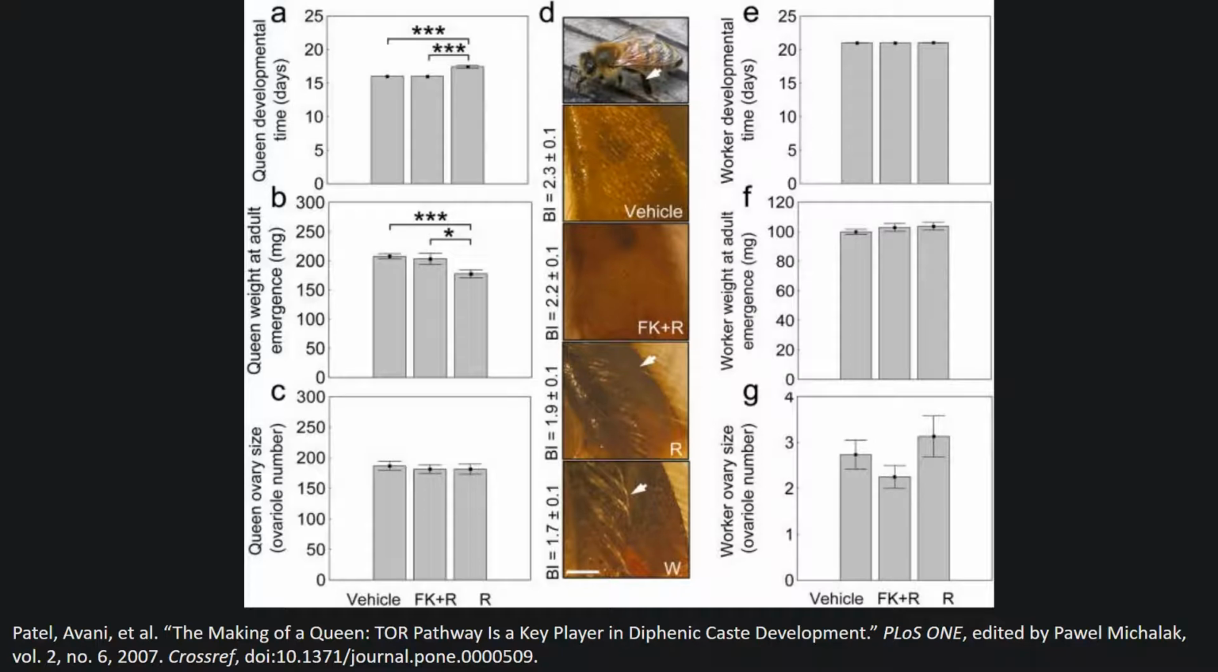This figure shows that in queen-destined individuals, rapamycin in A shows prolonged development, and in B, a reduced size at adult emergence. In C, ovary size was not affected by pharmacology, but rapamycin in D shows it induced the worker-specific trait corbicula. The arrow in the top picture shows the location on the hind leg. Then, the pictures of a hind leg basotarsus covered with short hairs in vehicle and FK plus R, and the long corbicular hairs in R and W.